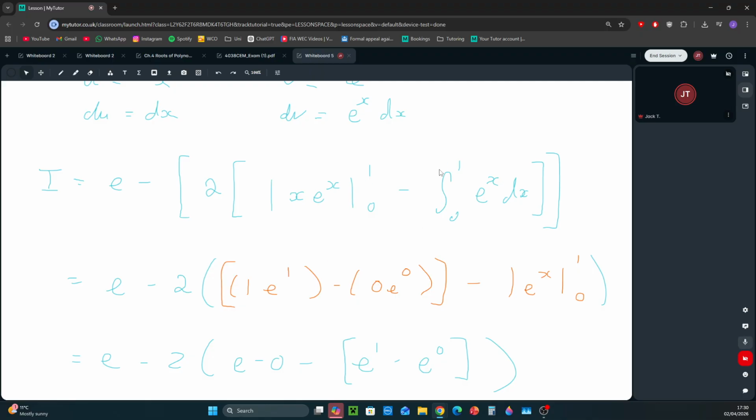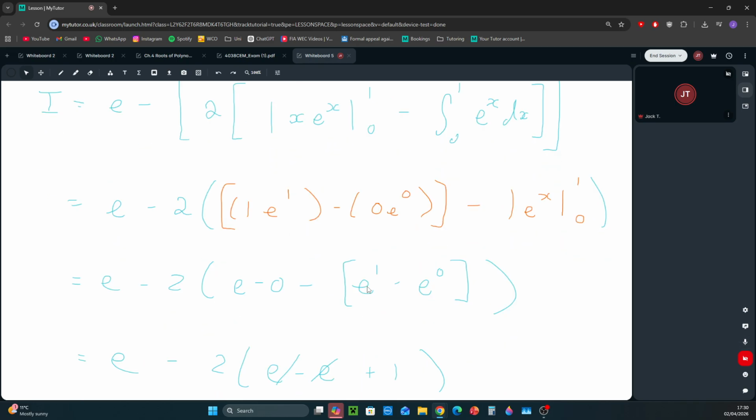And then we've got minus the integral from 1 to 0 of e to the x dx. So you integrate e to the x, you just get e to the x. That's the cool thing about that number e. And then from 1 to 0, you're going to have e to the 1, which is going to be e, minus e to the 0, which is 1. Because, well, why is that 1? Well, it's because anything to the power of 0 is 1. So we've got e minus 1.